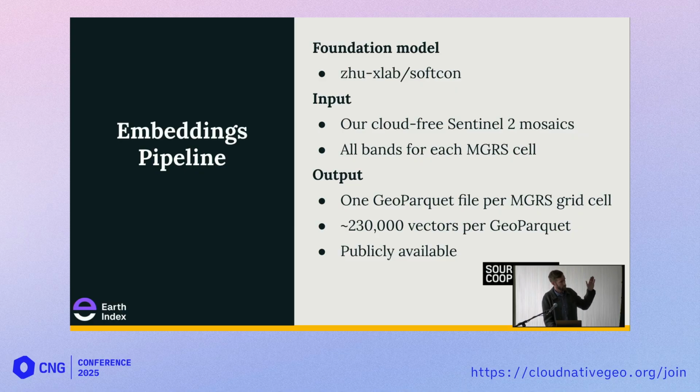We use a particular foundation model, but really this field is advancing all the time. It seems like there's a new geospatial foundation model coming out every week. Sort of the high level here is that we take our imagery mosaics, AWS Batch, one job per MGRS grid cell, and out comes a big old GeoParquet file.